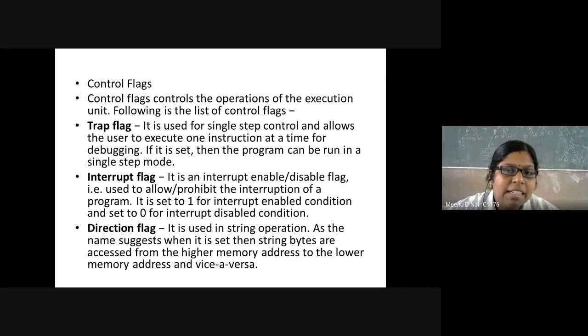That is the trap flag. Interrupt flag means it allows or prohibits interrupts, that is, interruption of the program. Then the direction flag is for string operations. It is used for string operations, so string bytes are accessed from a higher memory address to a lower memory address or vice versa. That is your direction flag.